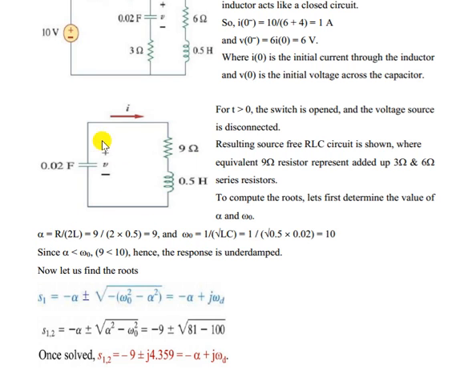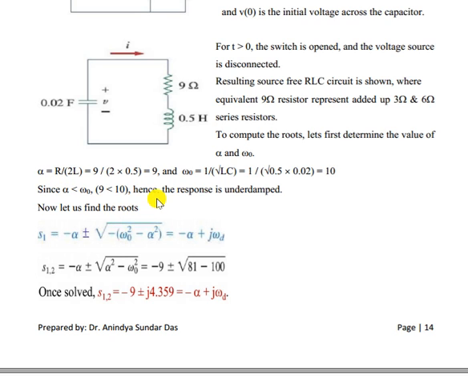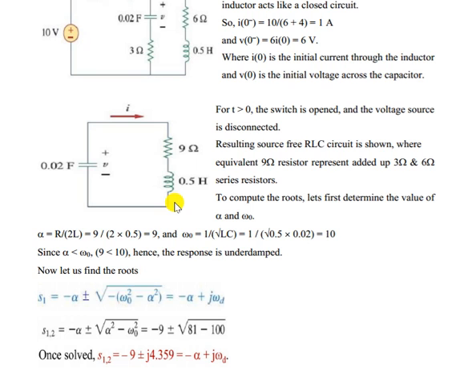Alpha is... this is a series RLC circuit. So we can find out alpha. Alpha is R by 2L, so we got 9. Omega 0 is 1 by root of LC, got 10. Now here what happened? Alpha is less than omega 0, right? Then what is the response? That response should be underdamped.